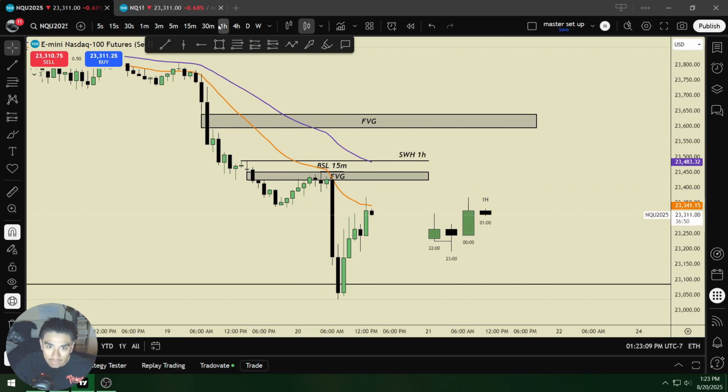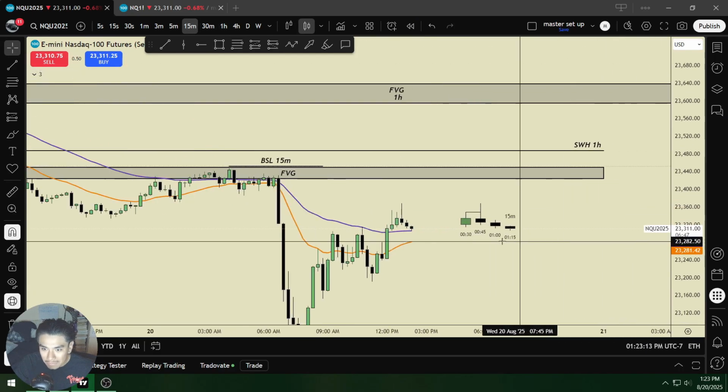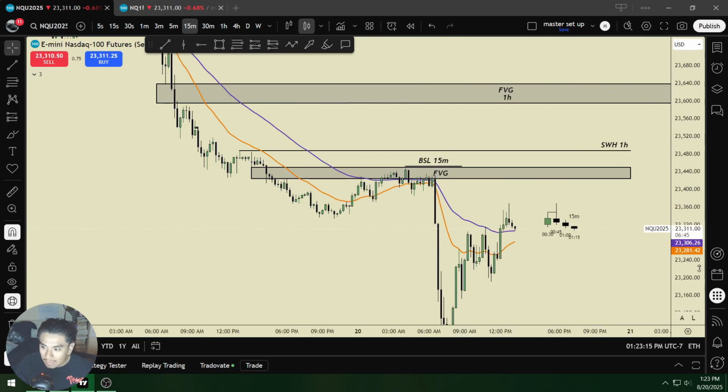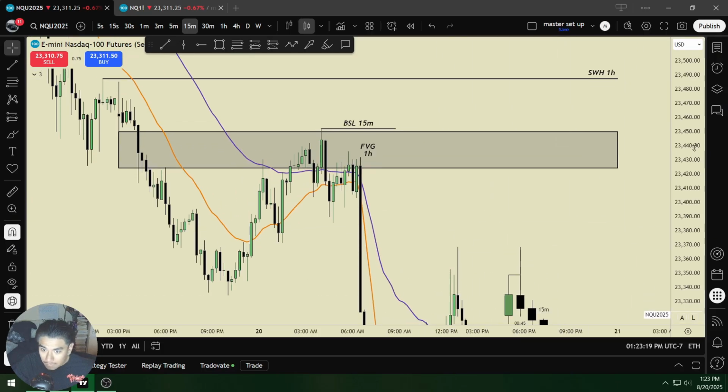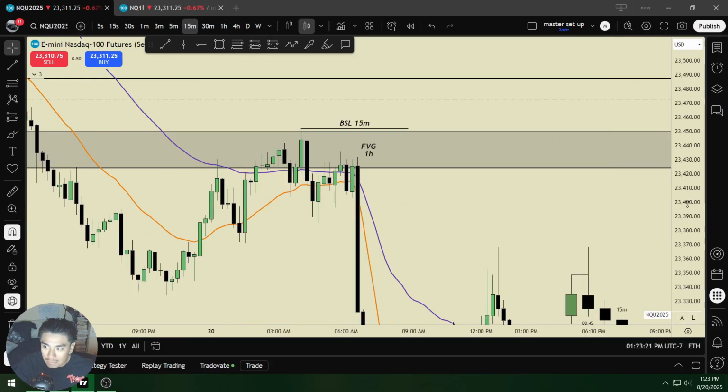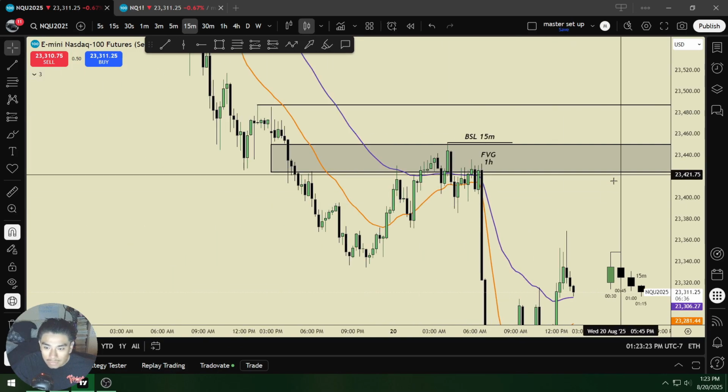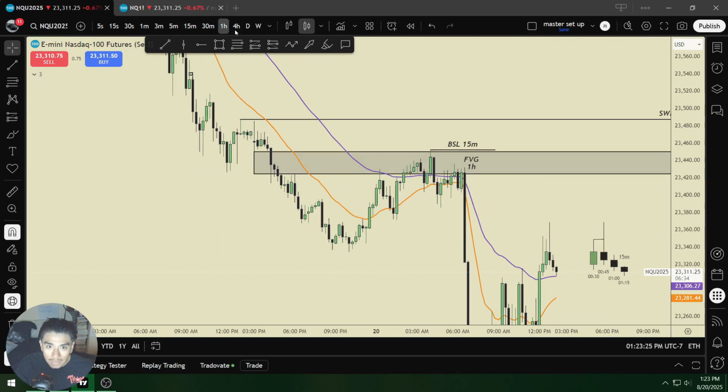I usually check those on the 1 hour and 4 hour, and I usually go to the 15 minute or the 30 minute, but I've been sticking a lot to the 15 minute. And if you guys see over here, we did see this. And what I tend to do, right, I marked this on the 1 hour time frame.